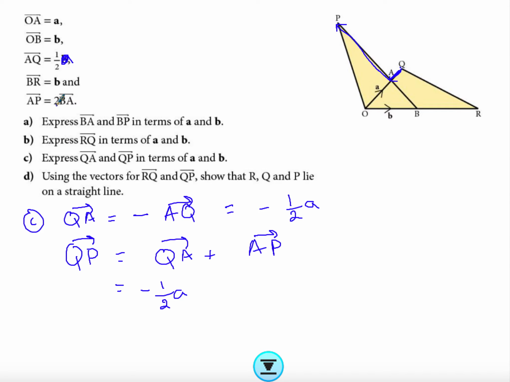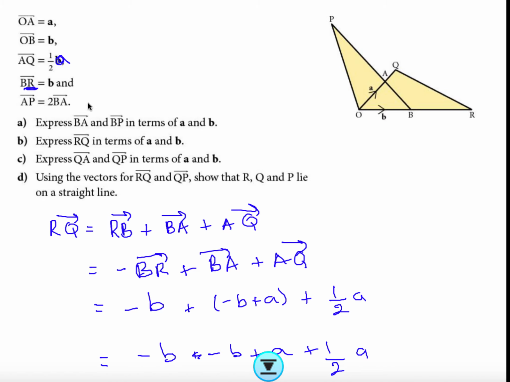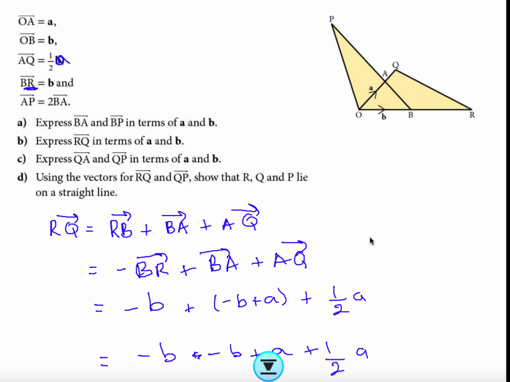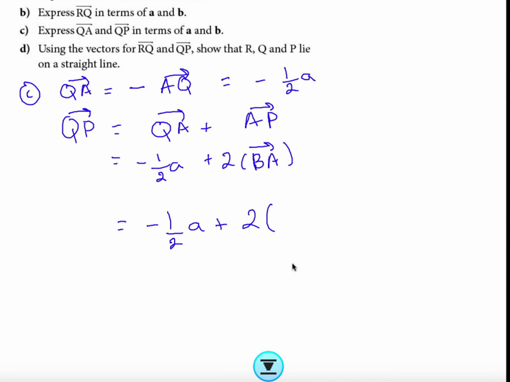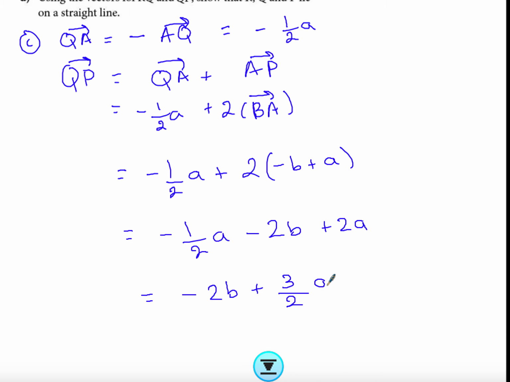And then A to P is 2 B to A. And we already have B to A from a few slides. So it's 2, and then looking back at part A, B to A is negative B plus A. So over here, we have negative B plus A. And again, expanding out and simplifying, we get negative 2B plus 2A, and this would simplify to negative 2B plus 3 over 2A.